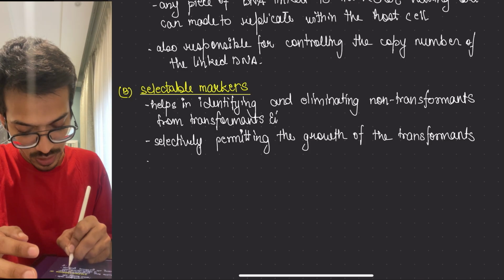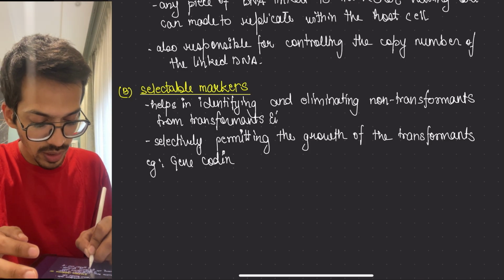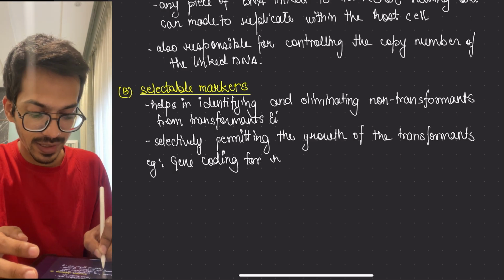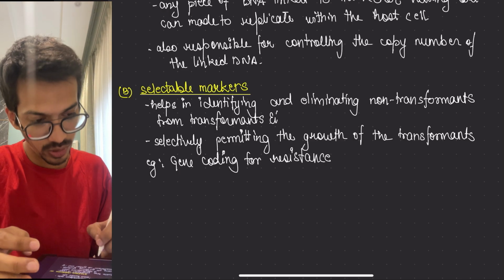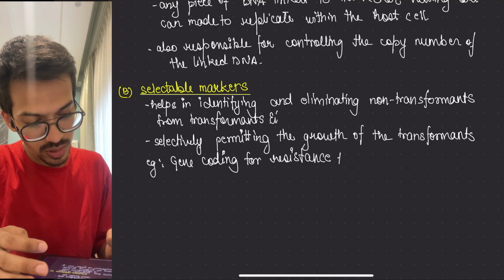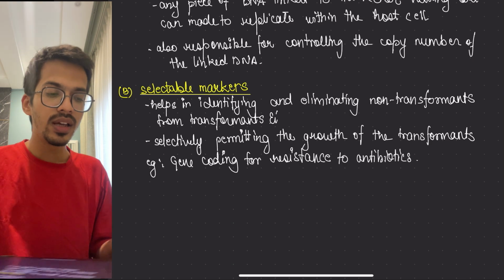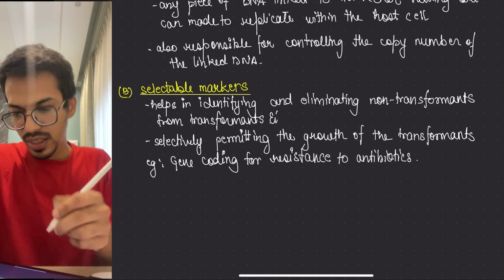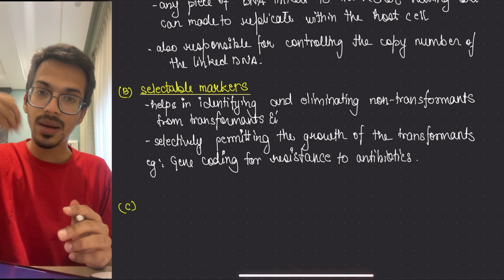Example, genes coding for resistance to antibiotics, such as tetracycline and ampicillin. How it works, we will do it in the next video. How it does it, we will do later on. Here just keep this point in your mind, because it will come back again.